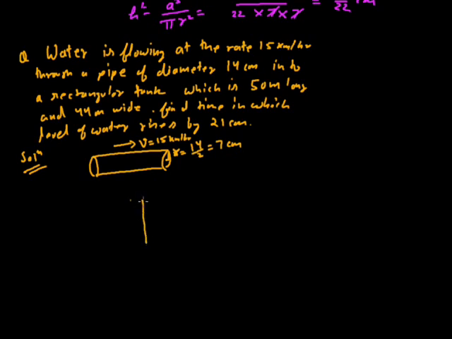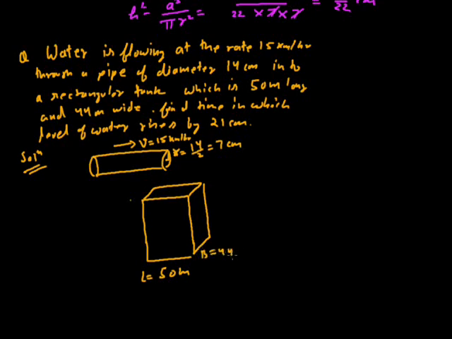Let's say this is a tank, which is 50 meter long, that is its length is 50 meter, and it is 44 meter wide, that is the breadth is 44 meter. Now the water is flowing for some time period. During this time period the level of the water in this rectangular tank rises up to 21 centimeter. So its height is 21 centimeter, or you can say 21 upon 100 meter. Now we have to find the time for which the water is flowing, so that the level of the water in the tank is 21 centimeter.